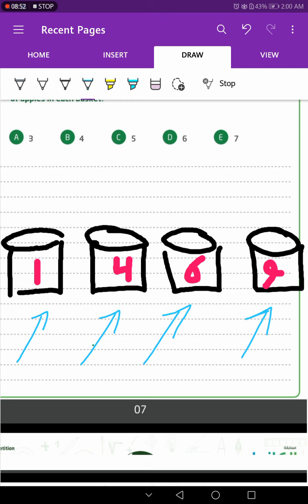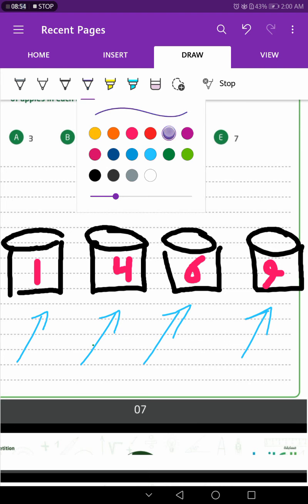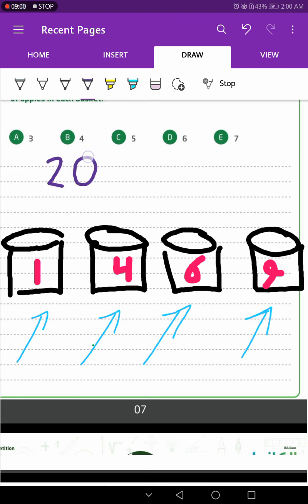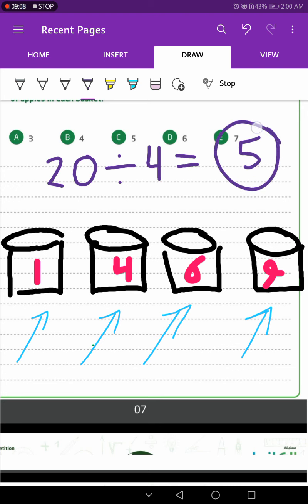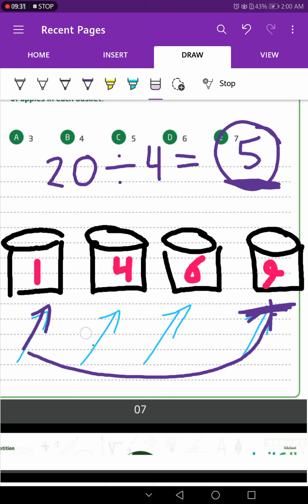That means I have to know the total number of apples. So if you add them, you will figure out there are 20 apples in all baskets. And if you divide by the number of baskets, which is 4, each basket must have 5 apples. So how many apples does this basket need to make it 5? Yes, it needs 4 apples. You will take it from where? From the richest one, the basket that has 9 apples. So from here you will get 4 apples.